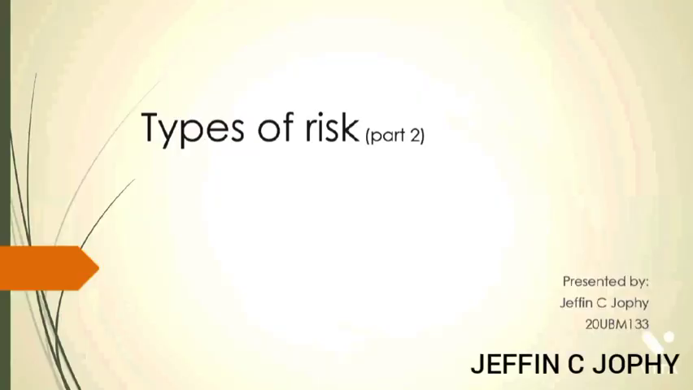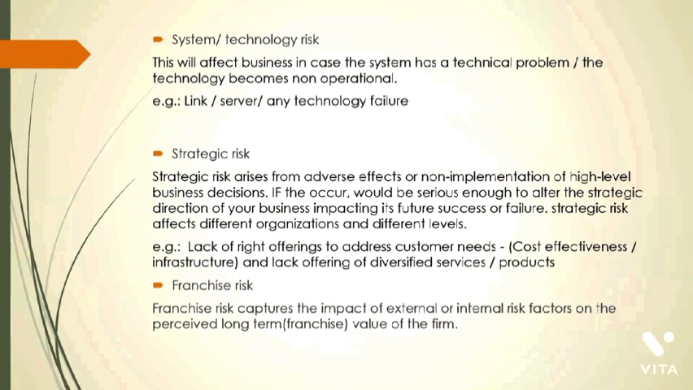On the basis of the nature of risk, we can divide risk into different types. We have already discussed a few types of risk, and in this video we'll be discussing the remaining types of risk. Systems or technology risk. This will affect the business in case the system has a technical problem or the technology becomes non-operational. Example, link, server, or any technological failure.